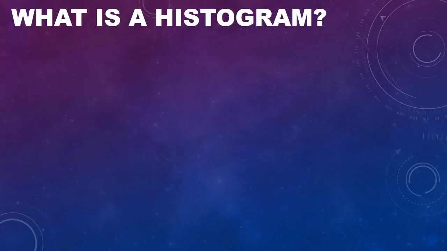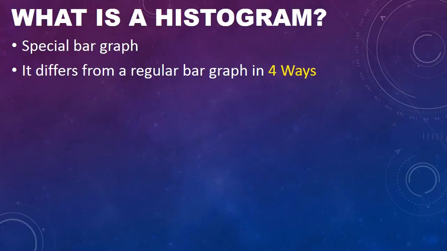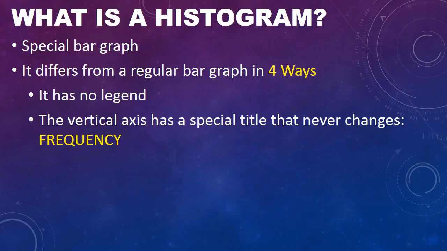So you might be asking yourself, what in the world is a histogram? A histogram is a special type of bar graph. It differs from a regular bar graph in 4 ways. It has no legend, and so the bars will tell us some specific information. The bars actually will tell us the frequency of when an interval happens.